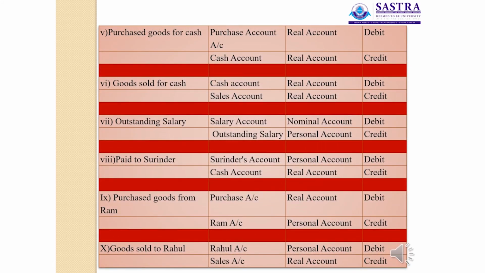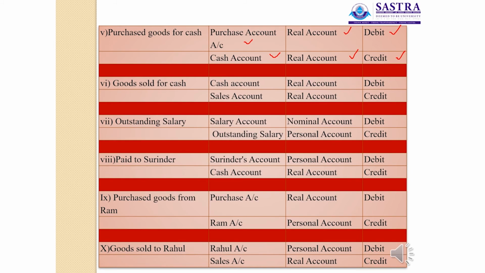Then the next one is purchased goods for cash. Here what are the accounts involved? Purchase account and another one is cash account. Here both the accounts are real accounts. Now you have to apply the rule. Debit what comes in, credit what goes out. Here goods come into the business, so that account will be debited. Cash goes out of the business, so that account will be credited.